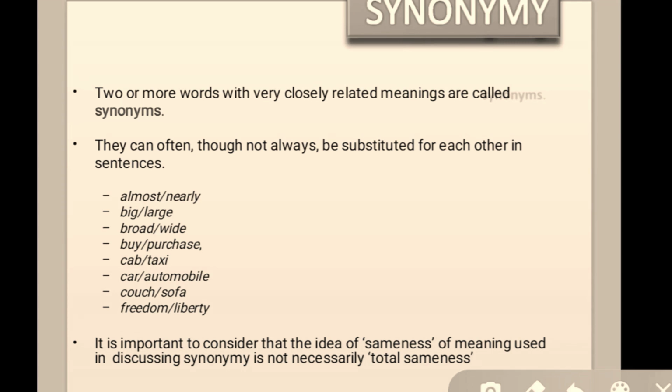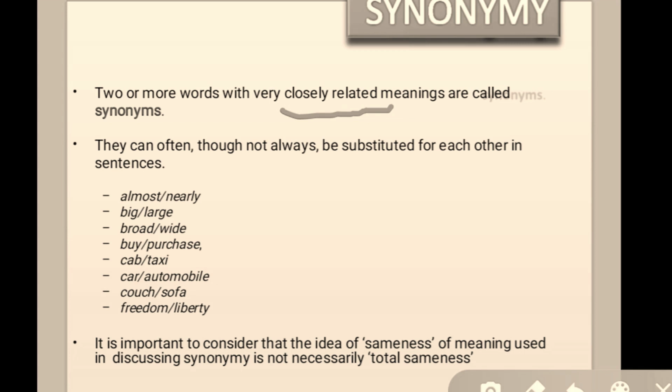that goes like this. Two or more words with very closely related meanings. Focus on this point. Closely related meanings are called synonyms. These are not exactly related, these are closely related. When we talk about sameness of meaning, 100% or total sameness does not exist in language.